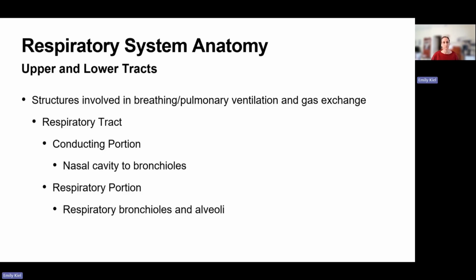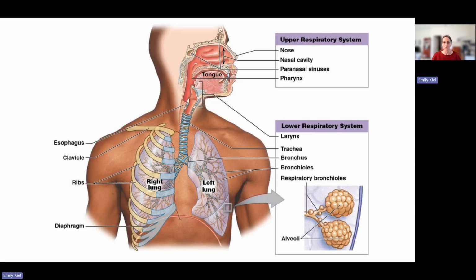And then we've got the respiratory portion where respiration is actually happening. And this includes the respiratory bronchioles into the alveoli. So we have a way to get the gas to those alveoli, and then we're going to actually have gas exchange occur there. So here is an overview of the respiratory system. We start here at the nose and the nasal cavity. We've got some sinuses that we're going to talk about here, and then also the pharynx.